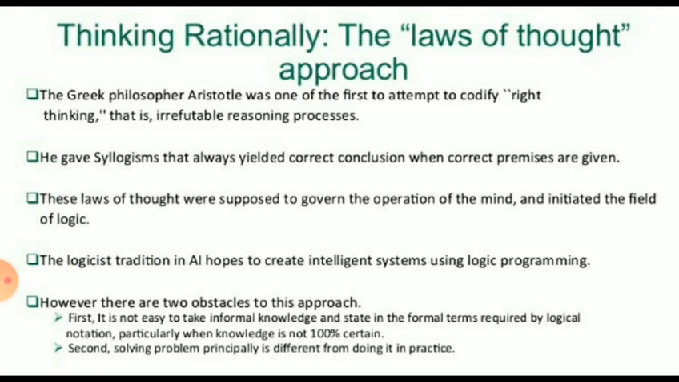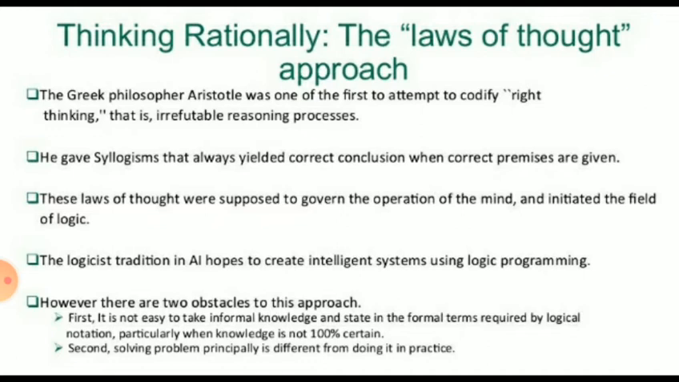Then next is systems that think rationally, that is the laws of thought approach. So this represents the study of mental faculties. Faculties means the ability to think clearly through the use of computational models. In this, patterns are provided for argument structures that always yield correct conclusions when given correct premises or statements.